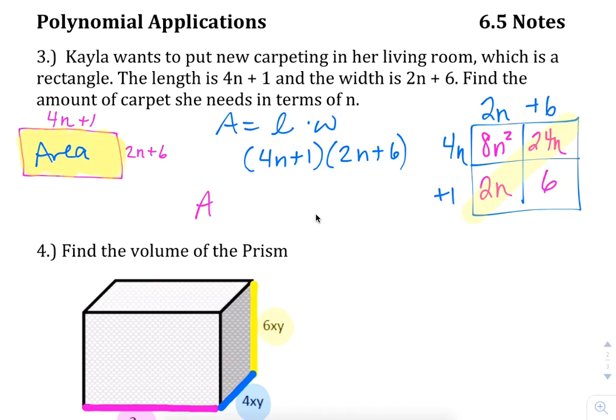So my area is 8n squared. These are going to combine to make 26, so 26n, and plus 6 at the end. That is my final answer. That is the area in terms of my n. All right, take a second, pause it if you need to. We're going on to 4.